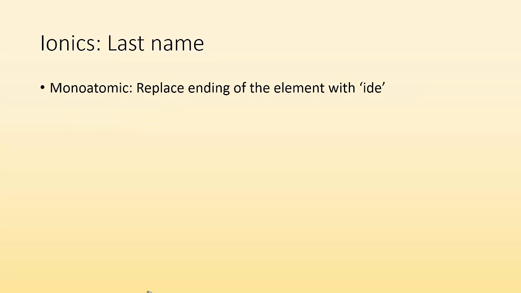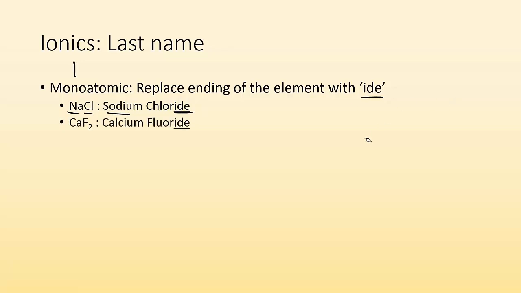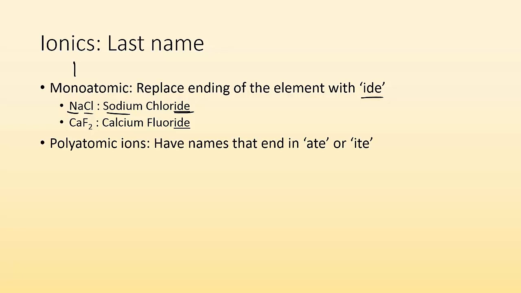The last name: if it's monatomic, meaning that we have one atom, we replace the ending with "ide." So if there's only one element, you change the suffix to "ide." For example, if it was NaCl, the first name is just sodium, and then the chlorine becomes chloride. That's the only thing you really need to do. If we had CaF2, that's going to be calcium fluoride. Notice fluorine becomes fluoride.